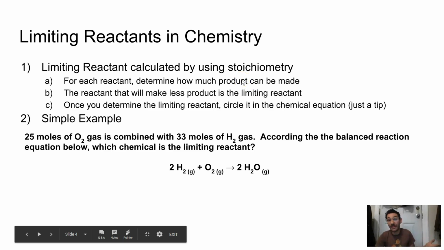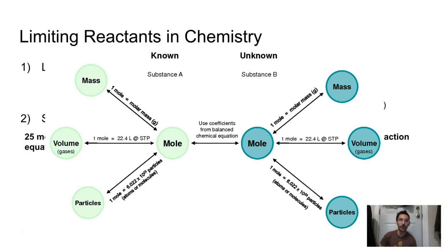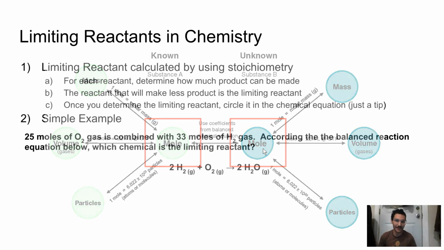And then I'm going to look at which one makes less product. So I'll pull up my roadmap, and for each of these guys, I've already got moles of O2 and moles of H2. So I'm just going to use my balanced chemical equation to convert both of those to moles of product. Neat. Let's make that happen.